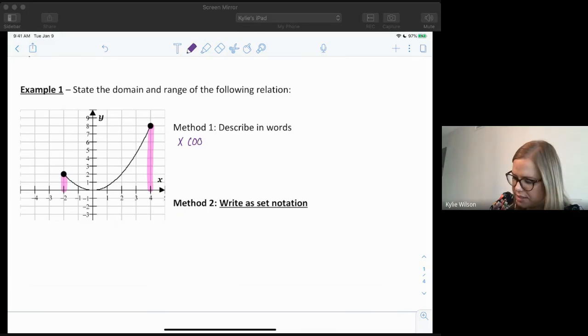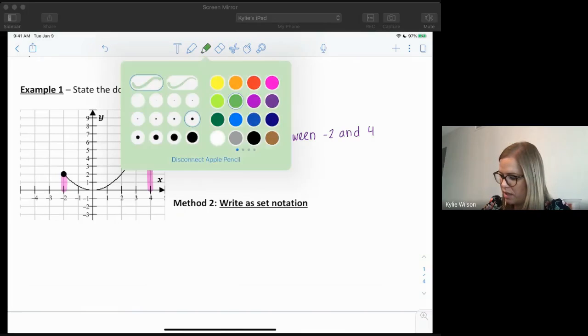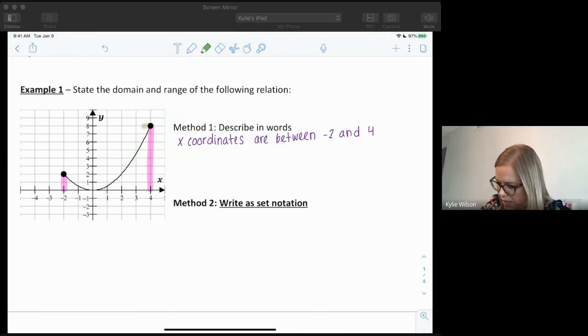X coordinates are between -2 and 4. Now let's do the same thing for my Y's. My Y's are sandwiched in between 8 and they go as low as 0, down here.